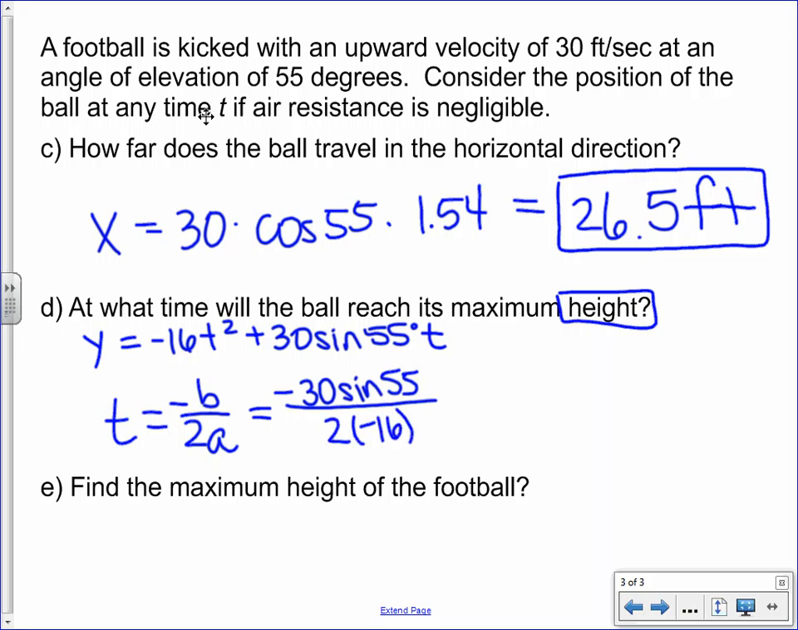The coefficient of t is your b over 2 times your a. The denominator is 2 times negative 16. Without your calculator, you know that's negative 32. So when you use your calculator, put this in as negative 30 sine 55 divided by negative 32.